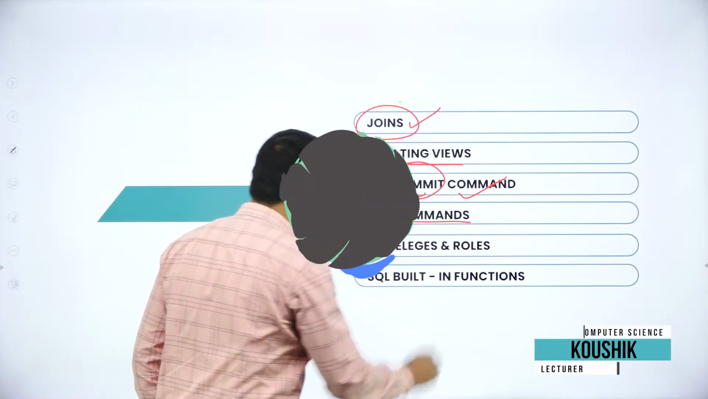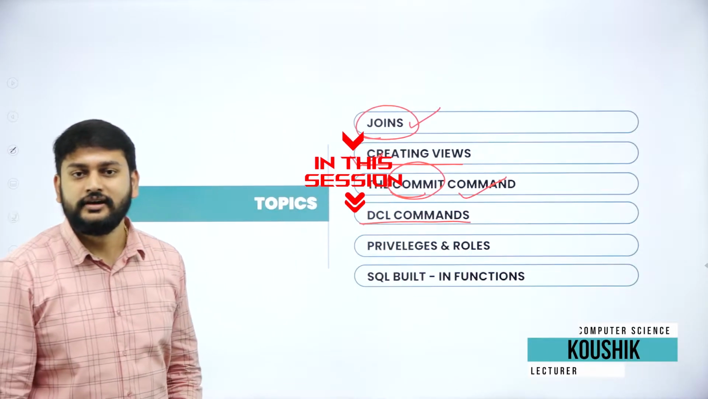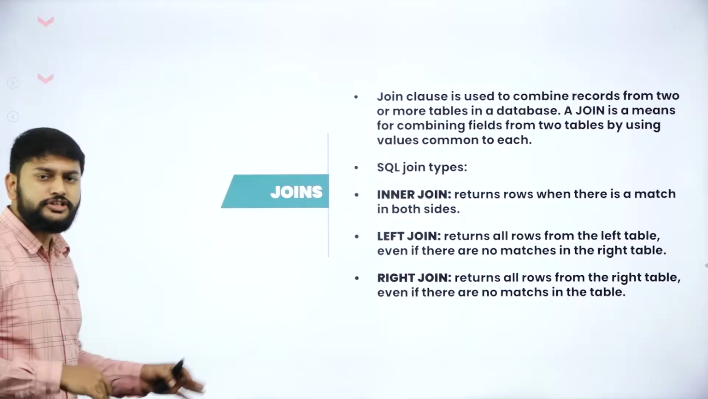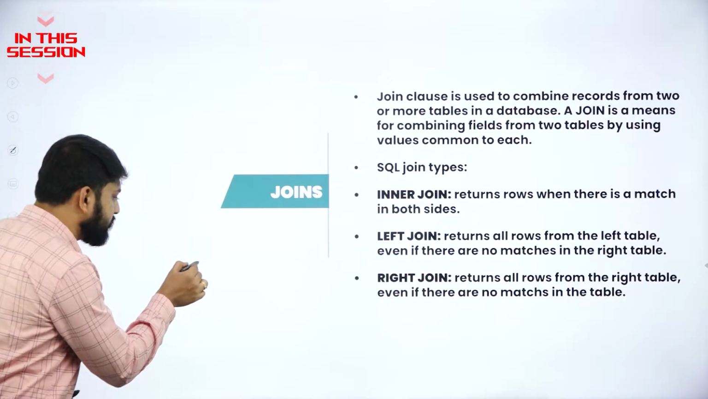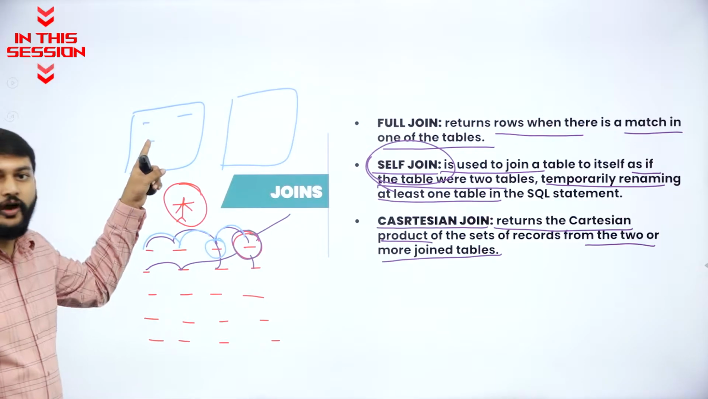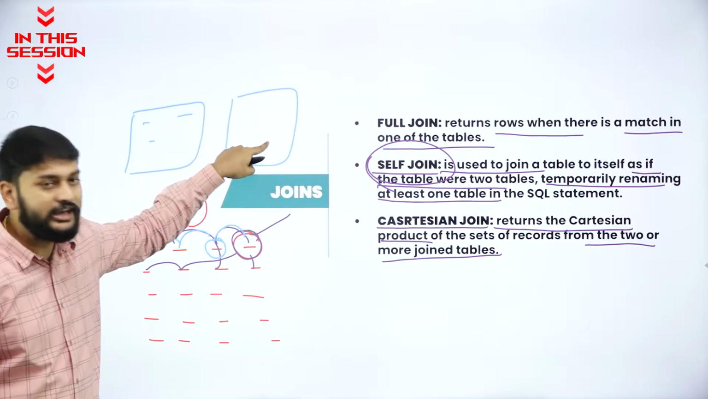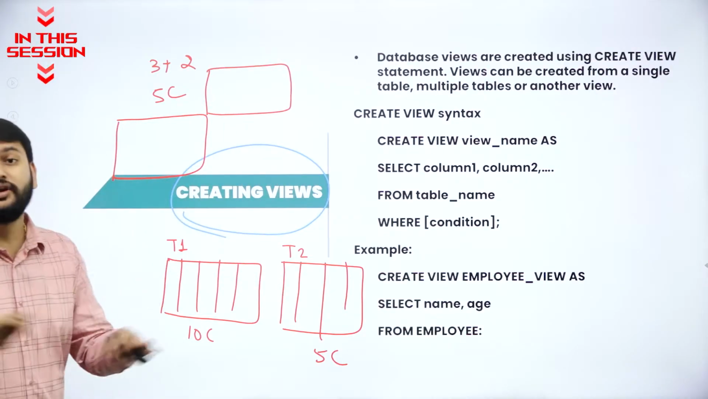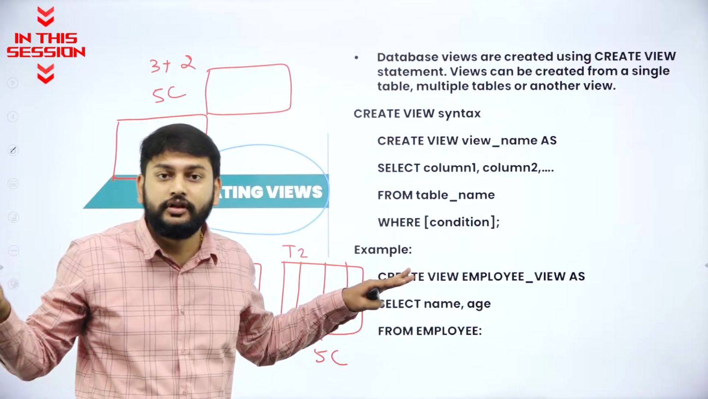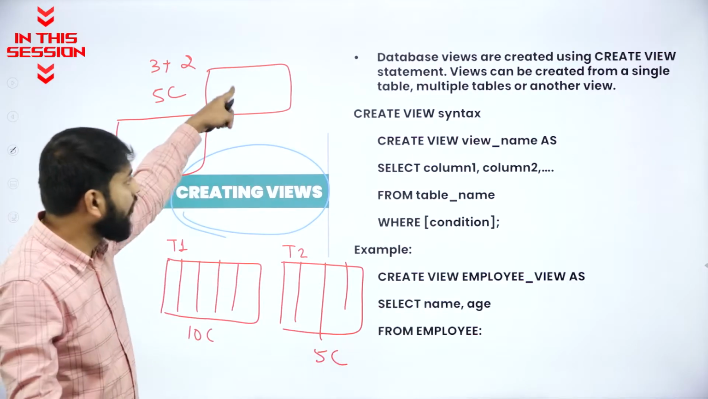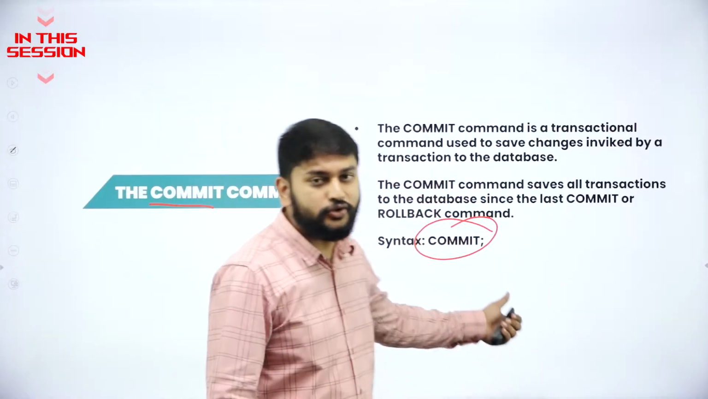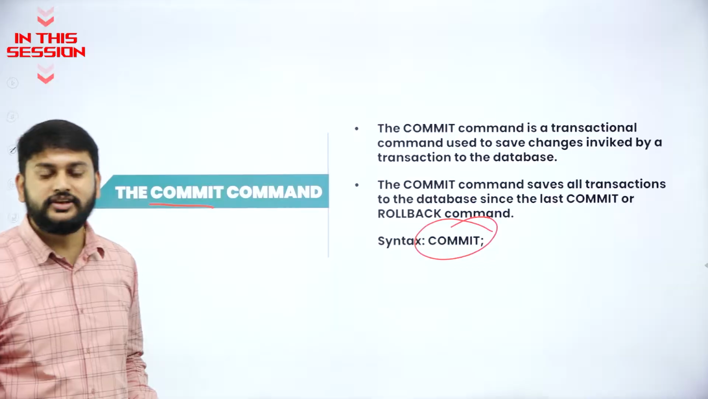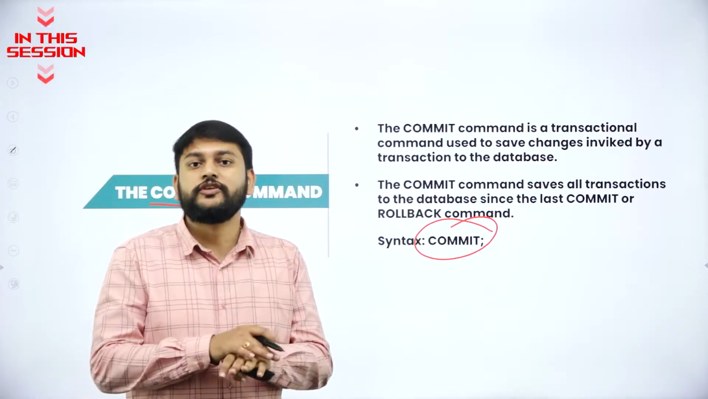What are the next one that I have? DCL commands, data control language, right? Instead of using table, I'll just use Venn diagram, right? I have two tables. All the value of this table should multiply, and I will create one more table. This is a virtual table. This is not a physical table. You cannot do any operations to this. If you execute this commit command, the entire thing, whatever you have done, it will be saved.